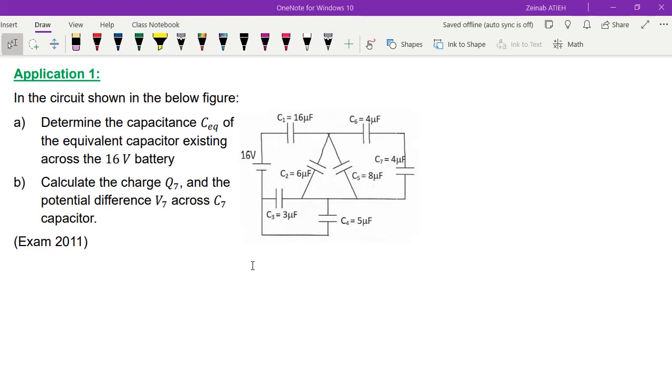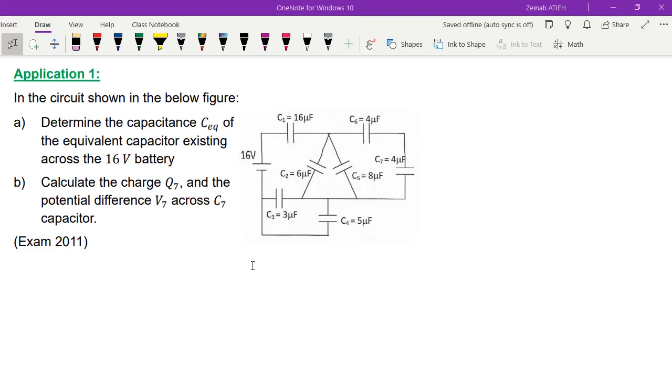In the circuit shown in the below figure, determine the equivalent capacitance C equivalent of the equivalent capacitor existing across the 16-volt battery. As you can see, we have 7 capacitors. These capacitors are grouped, mixed grouping. Some of them are parallel, some of them are series, and we have to find the equivalent capacitance.